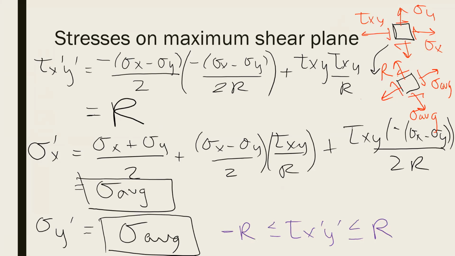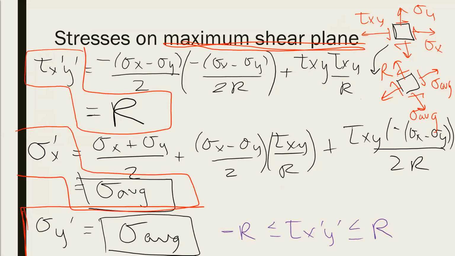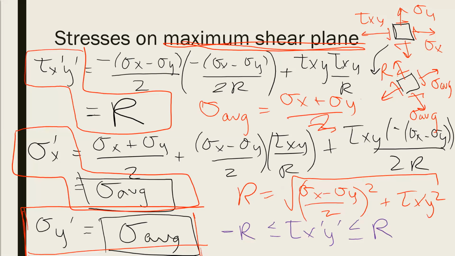So essentially what I want you to remember from this lecture is the equations that we got at the end. On the maximum shear plane, tau xy is given by R, and sigma x and sigma y are the average, where R is equal to the square root of sigma x minus sigma y over 2, quantity squared, plus tau xy squared. I want you to know that equation for R. I want you to know that that's equal to the shear stress on this plane. I want you to know that the average, meaning sigma x plus sigma y over 2, gives you your normal stresses on this plane.